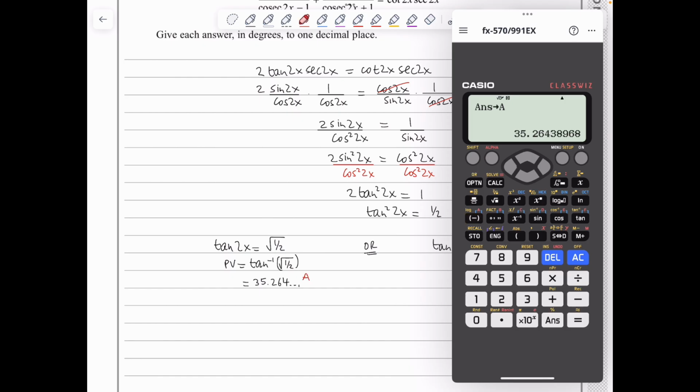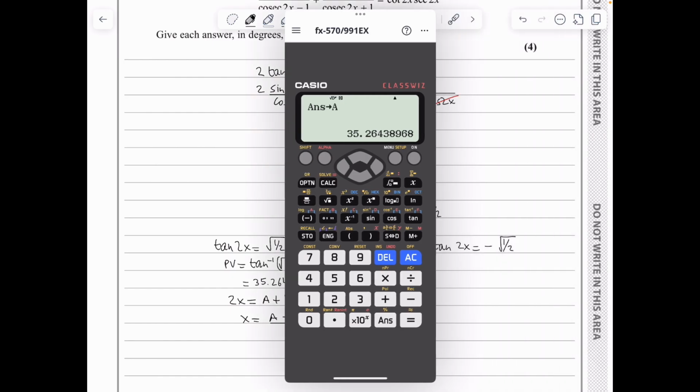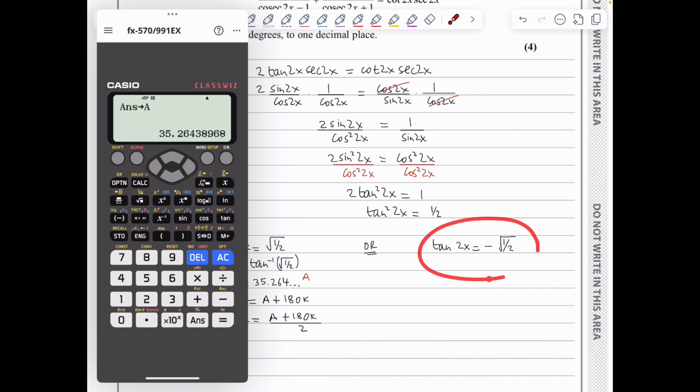And we know that when we are solving trigonometric equations involving tan, the solutions are given by the PV plus 180k. So in this case, 2x is equal to A plus 180k. And if I divide throughout by 2, we get that x is A plus 180k divided by 2. And then moving over to the tan of 2x being negative the square root of 1 over 2.